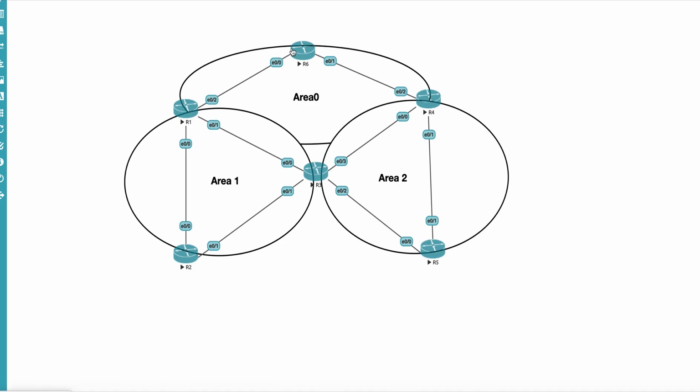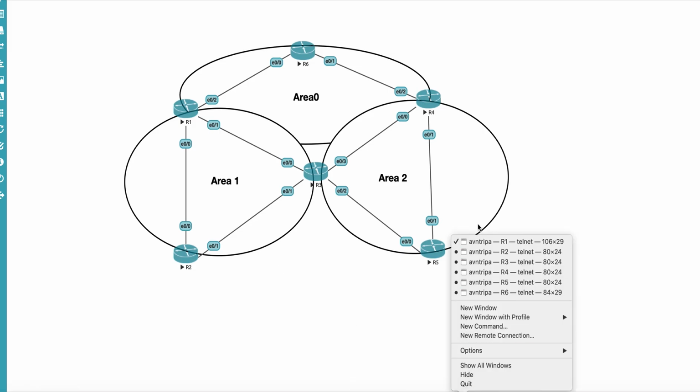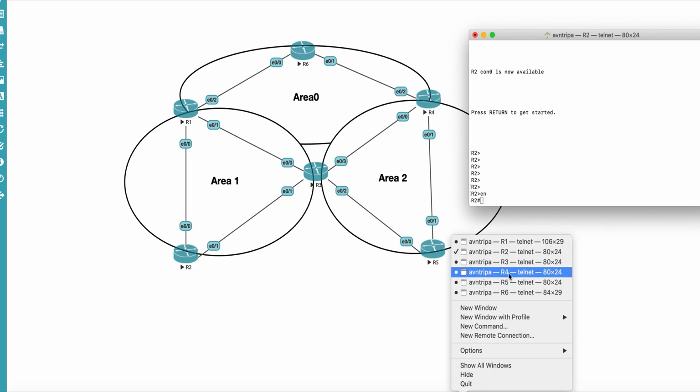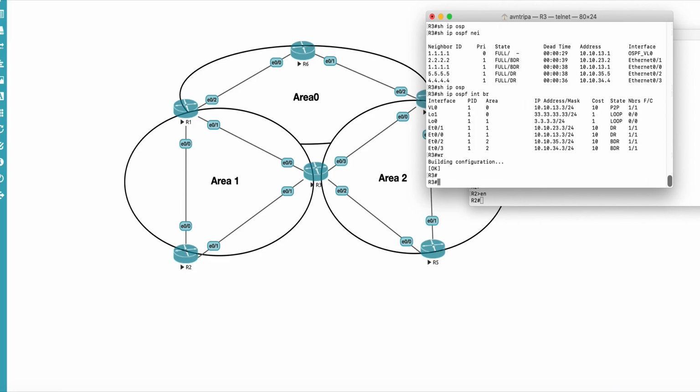But if we look at R2, R2 is connected to two links. One is R1 and the other is R3, but none of them is in area 0. So in this situation, it does not have any link that is connected to area 0, right? So what will happen is it will simply accept anything. So before showing you that, let's remove the virtual link that we created.